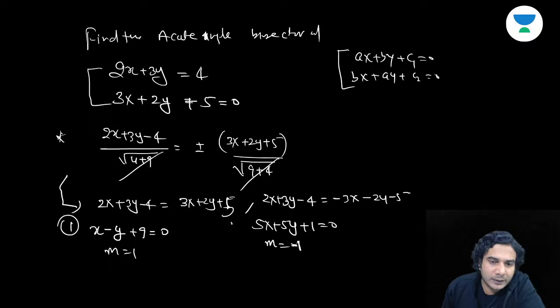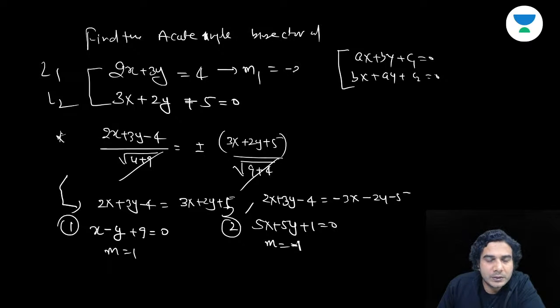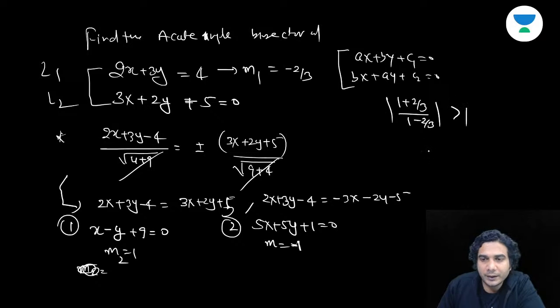Okay, so now choose. This is bisector number 1 and this is bisector number 2. This is line number 1 and this is line number 2. So I'm selecting the slopes. The slope of line number 1 is minus 2 by 3 and the slope of this bisector is 1. So apply the formula. Check this. First bisector and first line. So mod of m1 minus m2 upon 1 plus m1 m2, that is 1 plus 2 by 3 upon 1 minus 2 by 3. This is actually more than 1, right? That means this must be the acute angle bisector.